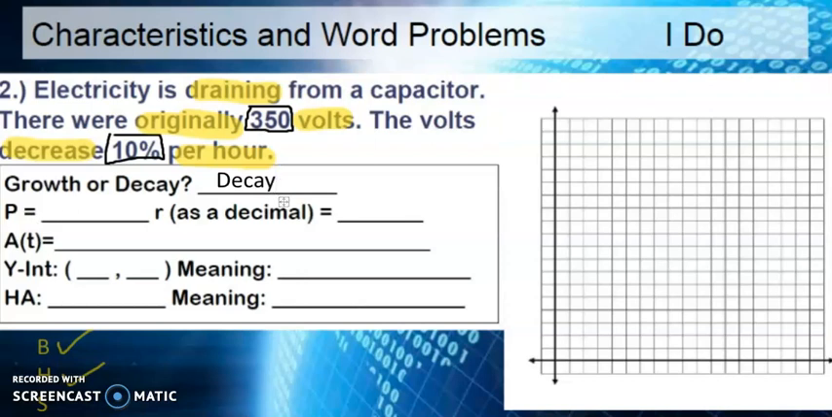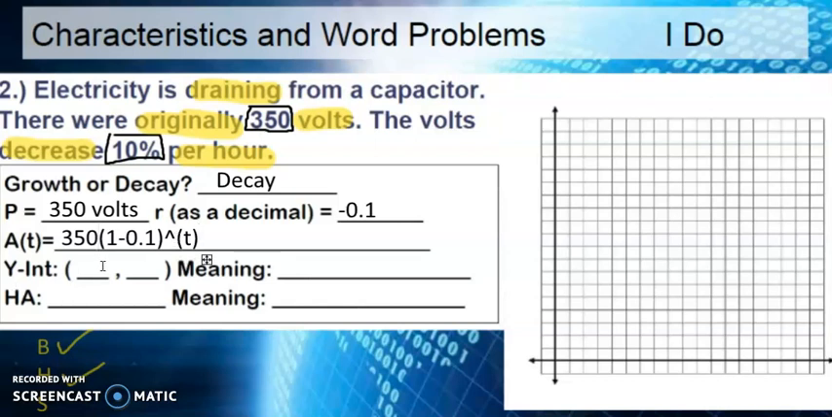P is for our original amount, our principal amount, which is 350 volts. The rate R as a decimal would be the 10% per hour, and as a decimal we'd have 0.1. So that's the rate. And it's decreasing, so there's a negative sign in front of it. So let's write our function. A of t equals our principal amount, 350, parentheses, 1 minus 0.1, caret, and then to the t power.